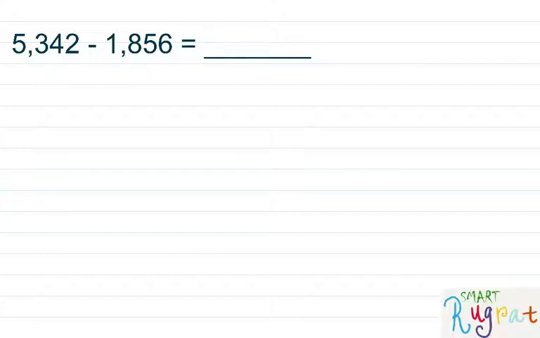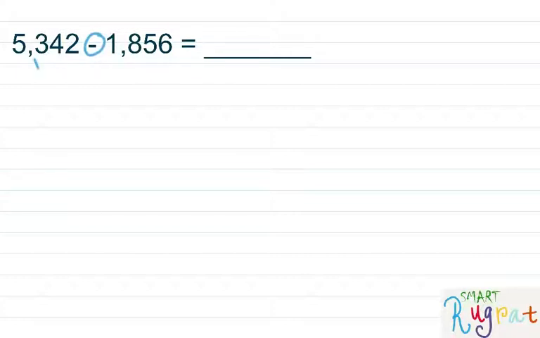So it's very similar to without regrouping, it's just a little more steps. Okay, so again we have our number sentence right here, which is 5,342 minus 1,856, and we have the greatest number first. First thing we need to do is circle our symbol so we know what we're doing, which in this case is minus.